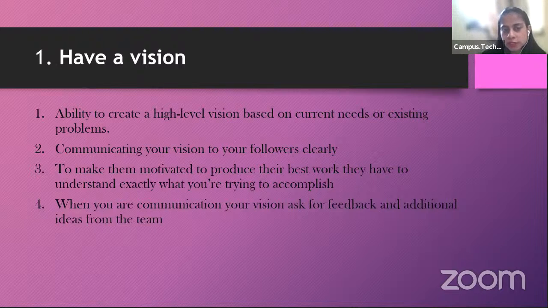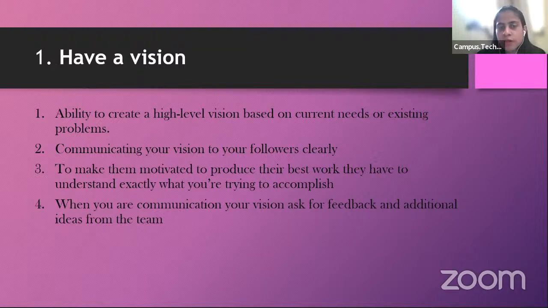To make them motivated to produce their best work, they have to understand exactly what you are trying to accomplish. When they do not know what they have to accomplish, what result they will get after finishing that task, then there is no point in getting the work done. You won't be able to get the right result. You won't be able to accomplish what you were trying to accomplish.